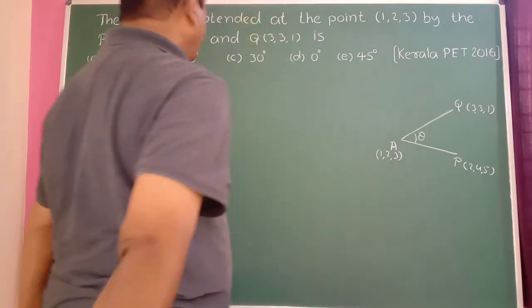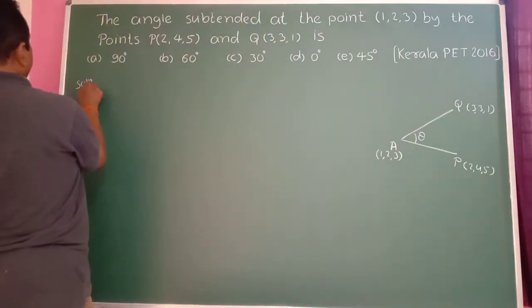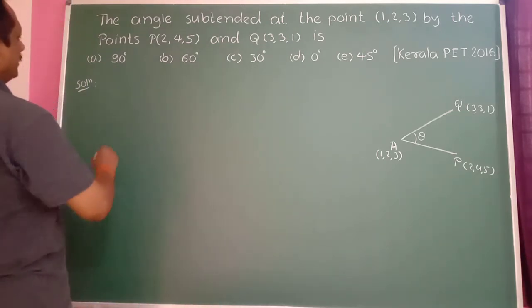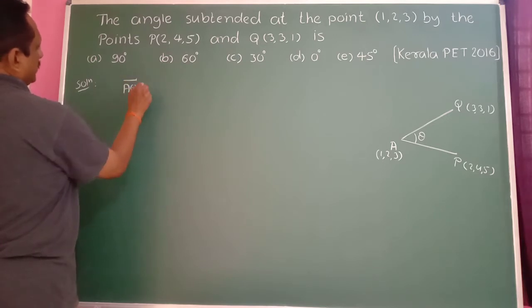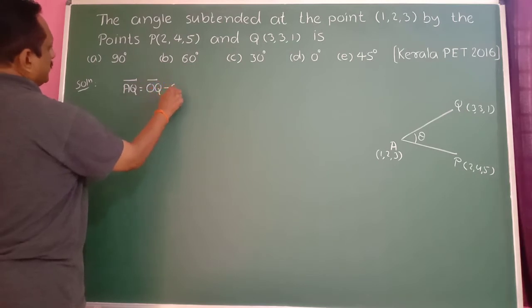Therefore, first find the position vectors, then find AQ and AP. Therefore, the vector AQ is equal to OQ minus OA here.